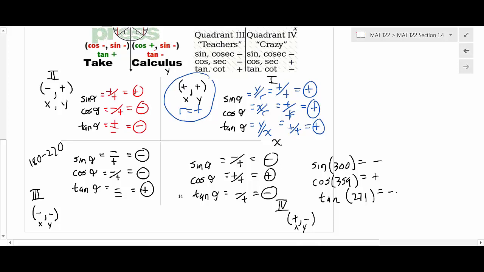Okay? So your job is, this is such an important thing in trig, you want to be able to figure this out quickly and efficiently. So what I'm going to show you is a couple of ways to figure this out quickly and efficiently. Okay, here's how I do this.